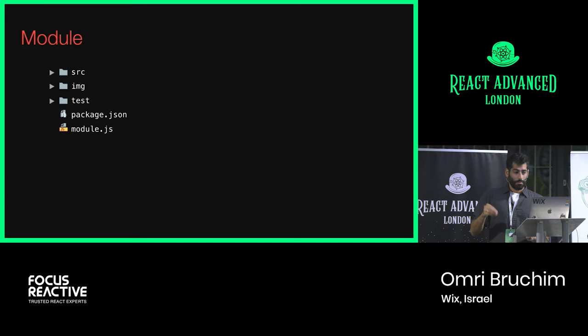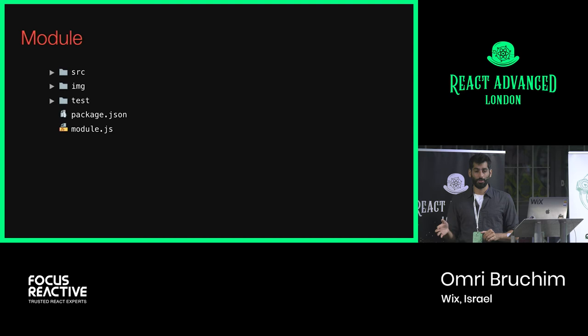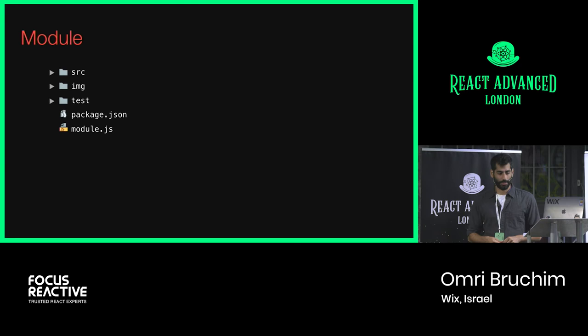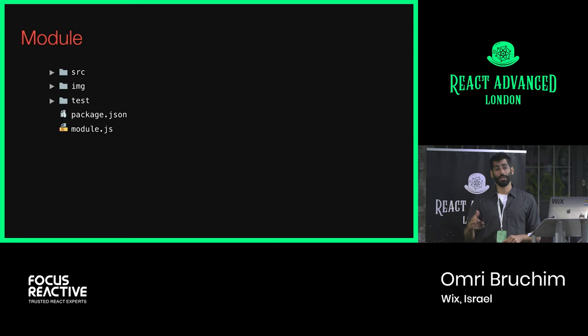A module includes a source folder, which includes all the screens, all the business logic, a resources folder with images and so on, and tests if you want. Actually, the modules run E2E tests with Detox in our case, on the same native project that runs in production. So I just take the application, put in my code, and test it.